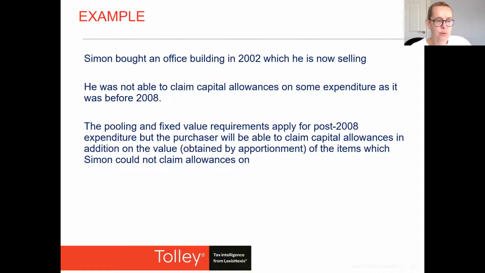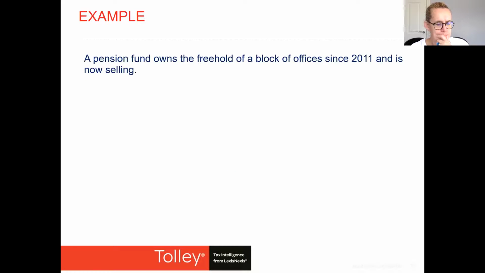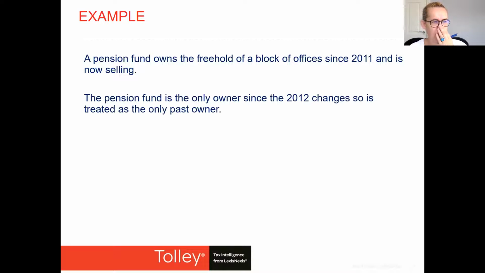Now, obviously, the problem might be determining what within the building was acquired when Simon acquired the property, what might have been put in the building between 2002 and 2008, or what might have been put in after 2008, on which Simon could have claimed capital allowances. So it's sifting through all of that information. Looking at another example, we've got a pension fund that has owned a block of offices since 2011, which it is now selling.